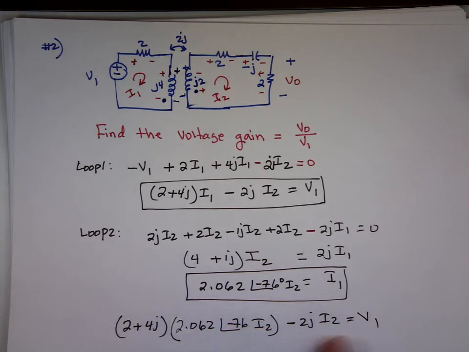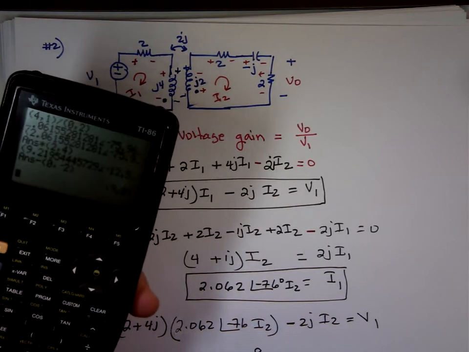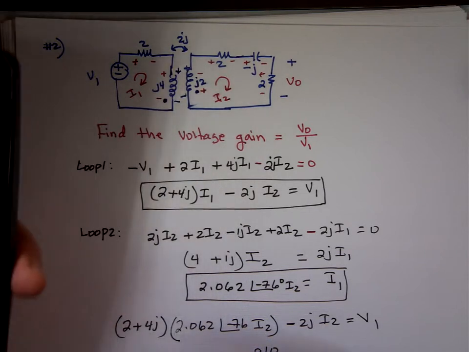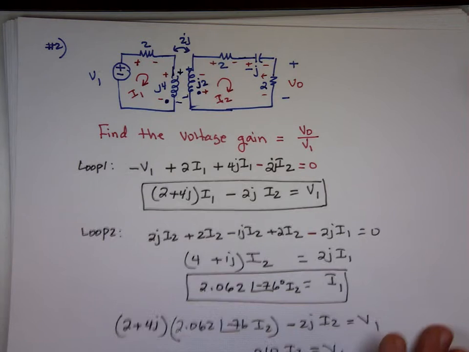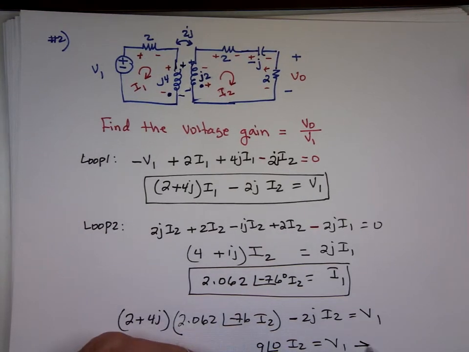Notice they both have I sub 2 in them. If I do the math, this times this minus the 2j, this is 9 angle 0. It just happens to be 9 on the money. I sub 2 is equal to V1, which means I sub 2 equals V1 over 9.